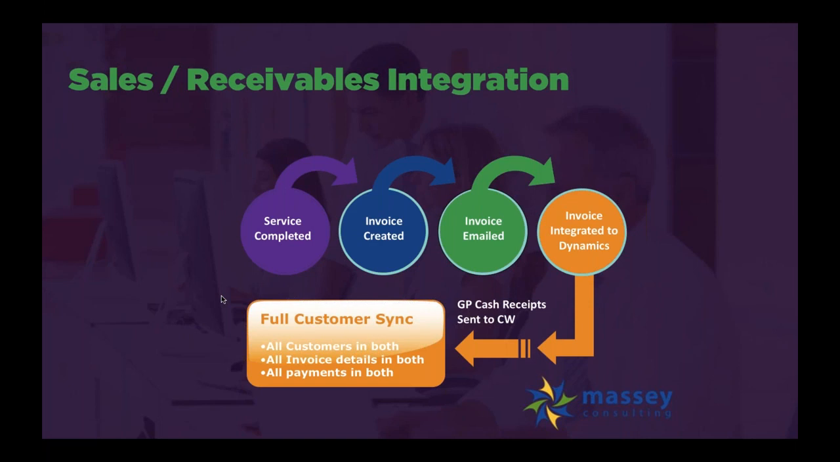We'd show that inside ConnectWise, which would then be reflected in the portal so that your customer could go look and see, yeah, there's the payment I sent, there's the payment I sent, there's the credit they issued, this invoice is paid in full. And we do full customer sync. So all customers in both systems, all invoices are in both systems, detailed or summary, your choice. And then all payments are in both systems as well.